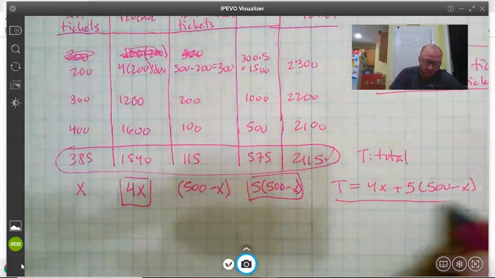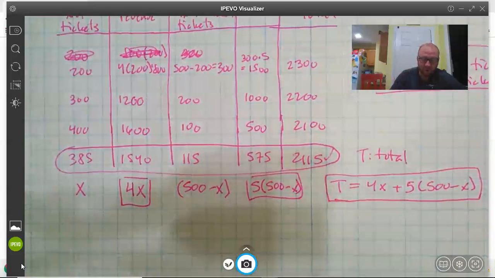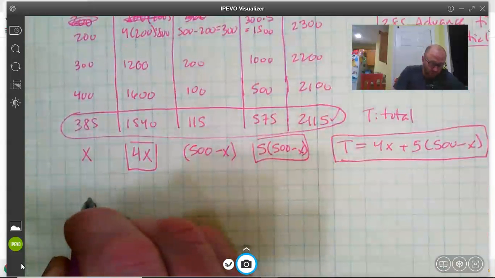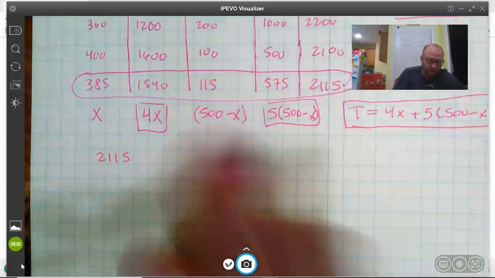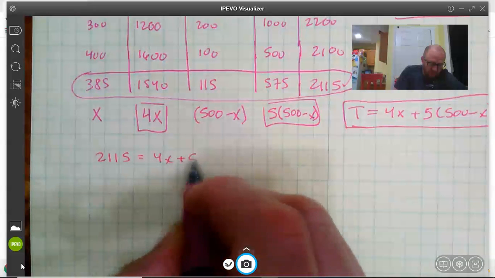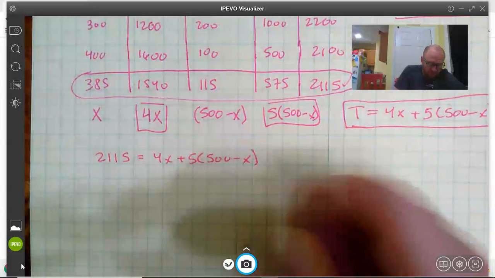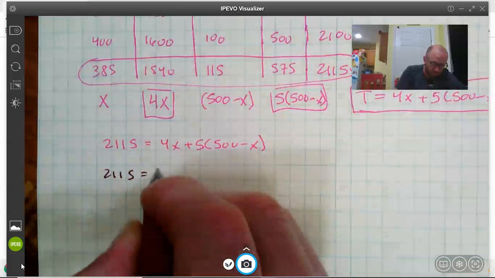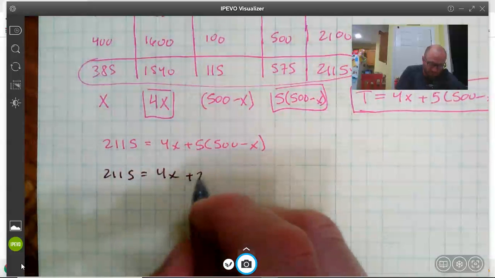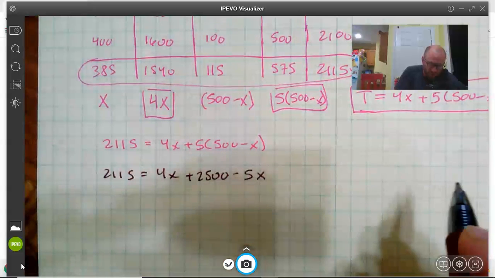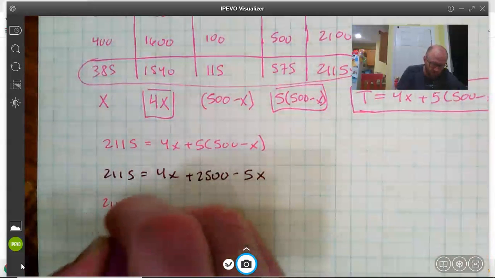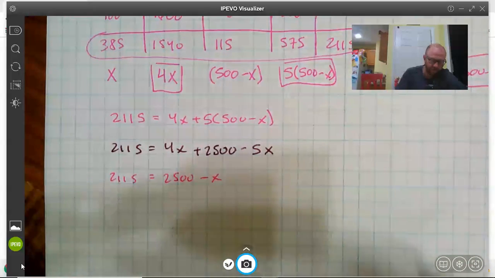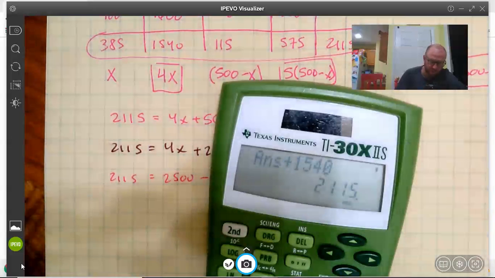And then I can use this equation to solve for any particular amount of money. In particular, since we're solving for a particular amount, $2,115. So if I replace total with $2,115, make that 4X plus 5 times 500 minus X. Let's see. That's 4X, a little distributive property, 5 times 500 is 2,500 minus 5X equals 2,115. 4X and negative 5X is a negative X. I'll subtract 2,500 from each side.